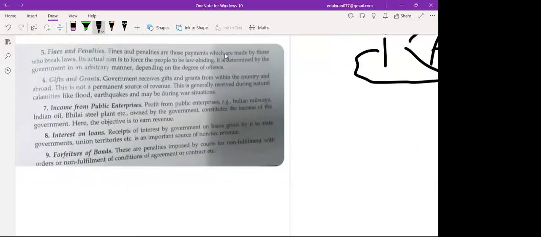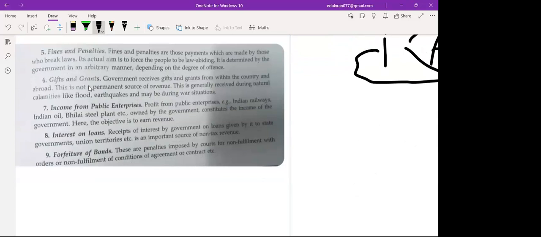Fines and penalties are those payments which are made by those who break the law. The main aim of fines and penalties is that when you have to pay a fine, you feel, oh my God, I have to pay a fine, so I will not repeat this mistake. And gifts and grants: the government receives gifts and grants from within a country and abroad.